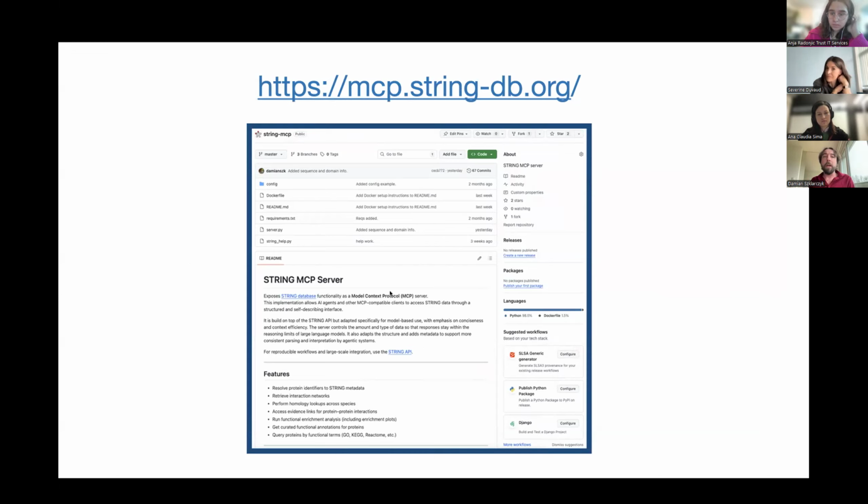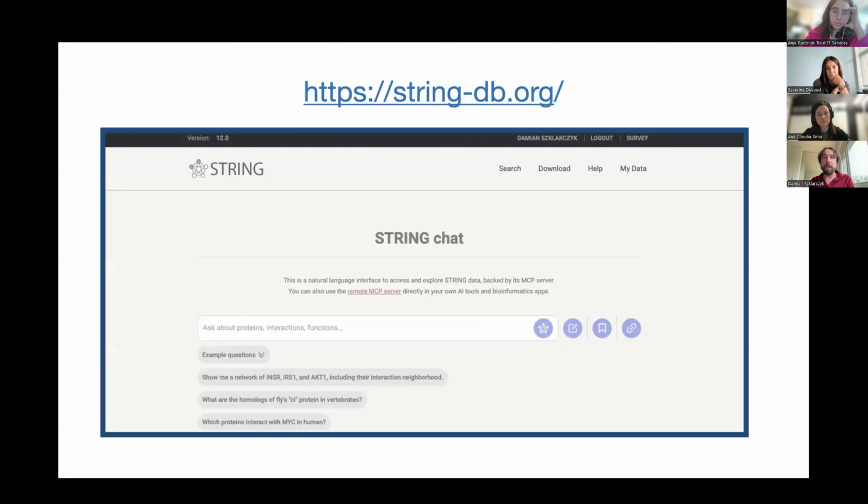And this is open source, so you can take and look at the definition and use it in your own tools. And we implemented this as a showcase of this MCP. We implemented STRING chat. So basically, you can talk to STRING about the data within the STRING website.